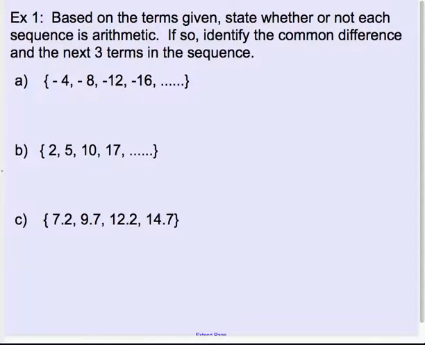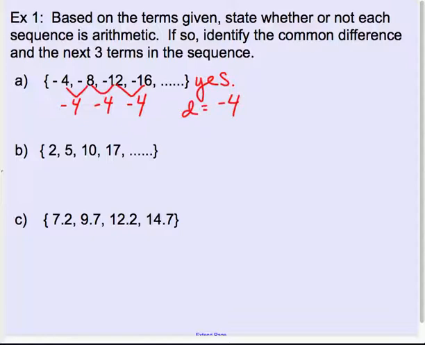First thing we're going to do is determine whether or not a sequence is arithmetic. So what we do is we take the two terms and see what we would have to add or subtract. So negative 4 minus 4 would give me negative 8. Negative 8 minus 4 would give me negative 12. Negative 12 minus 4 would give me negative 16. Because I'm subtracting the same amount, yes, this would be an arithmetic sequence. And the common difference would be negative 4.